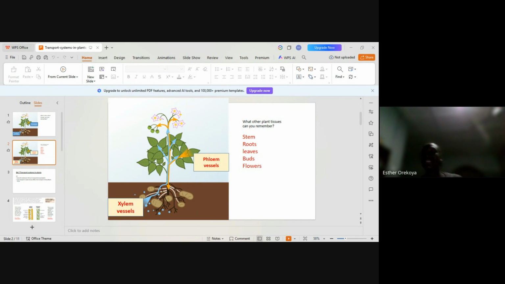Then we have the cell sap and latex. This one is in plants. In plant cells, materials are distributed through the cell sap, and water and dissolved minerals are also distributed through the cell sap. Then we have blood. Blood is pumped to body tissues by the heart through blood vessels to transport oxygen, carbon dioxide, and even nutrients. It takes oxygen to the body, removes CO2, and it transports nutrients.